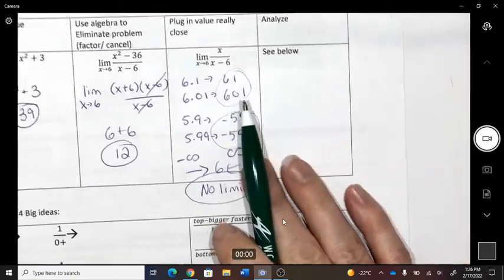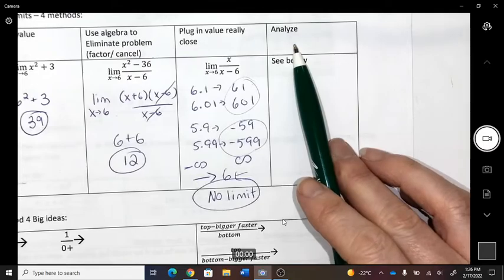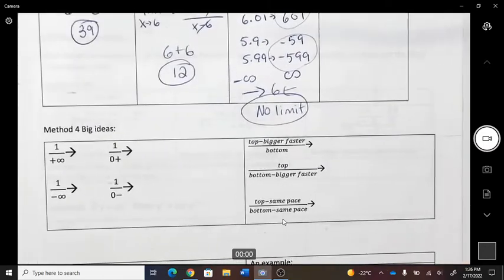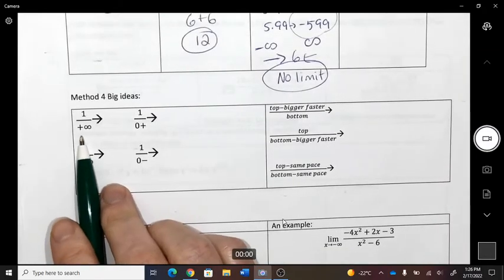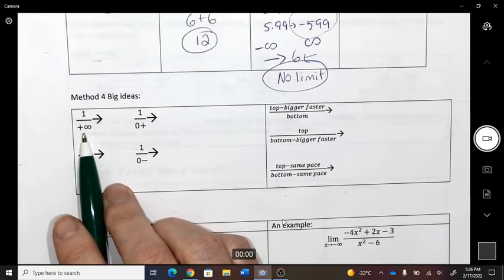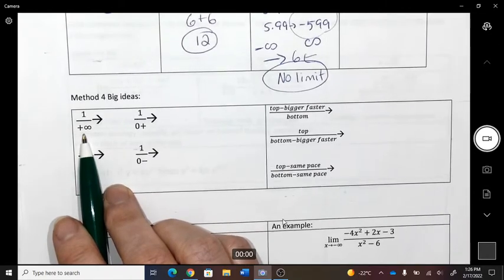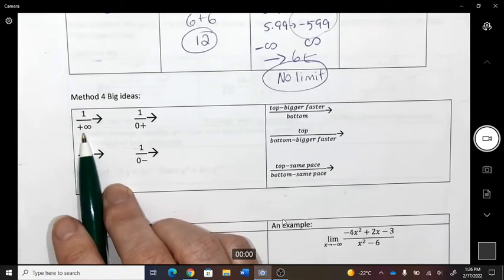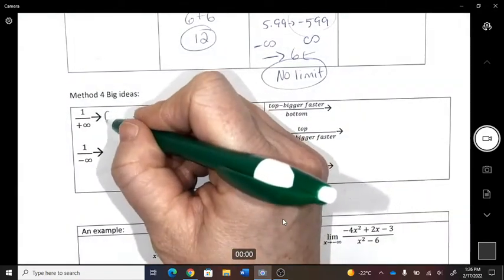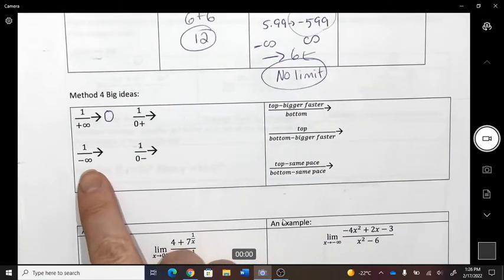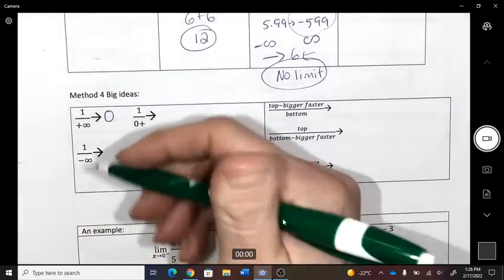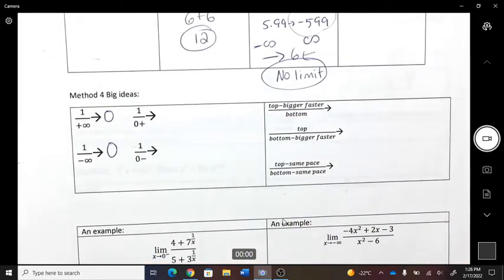Okay, so the last limit thing you're going to have to do is just analyzing. So let's talk about my main ideas, that one paper I gave you. Okay, as the bottom gets bigger and bigger on a fraction, your number gets smaller, smaller, which means you approach 0. Here, the bottom is getting bigger, bigger, so you're going to get smaller, smaller. Okay?